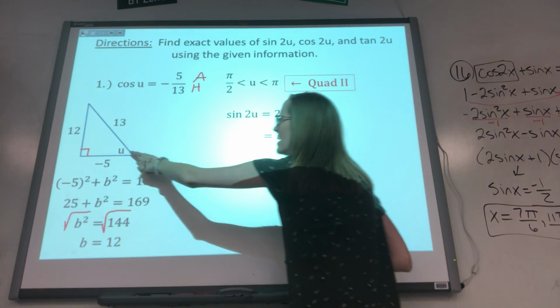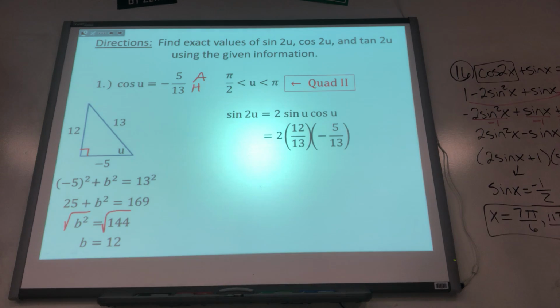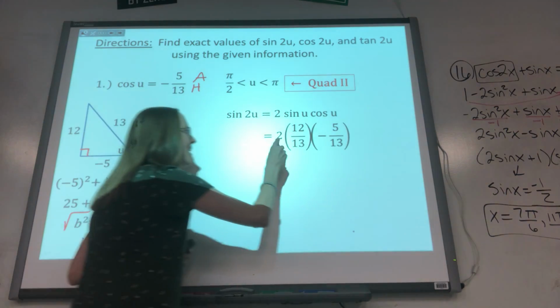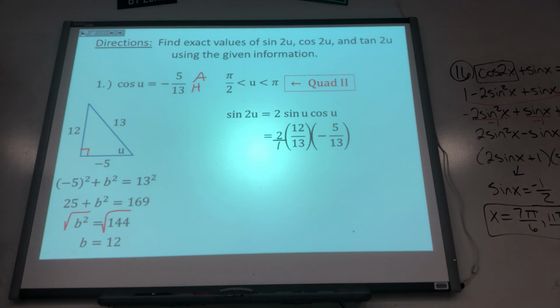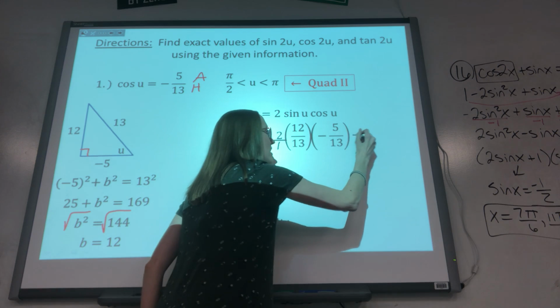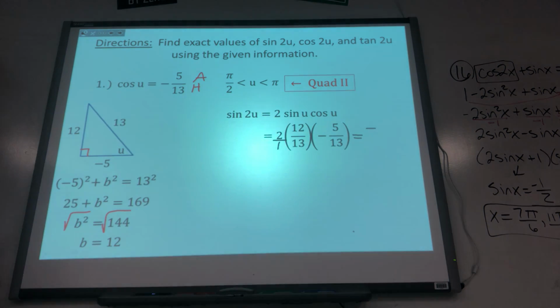Okay, cosine, you can get it from the triangle, or if you want to just plug it in from what they gave you at the beginning, same thing. That is -5/13. Now to multiply these, I kind of want to put the 2 over 1. And there is a negative right here, only one negative sign. So my answer does have to be negative.